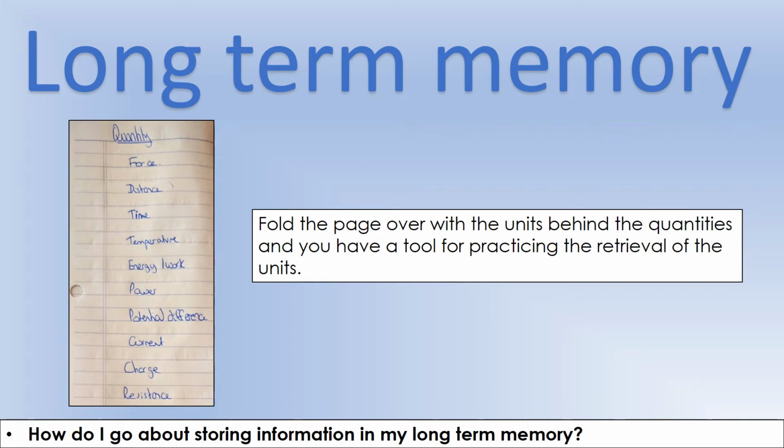And so I've just stuck a load of random quantities there. You might want to do this topic by topic. It really doesn't matter. So this is a very simple thing you can do. This makes a simple retrieval activity. You're just basically testing yourself. Do you know this? Yes or no?